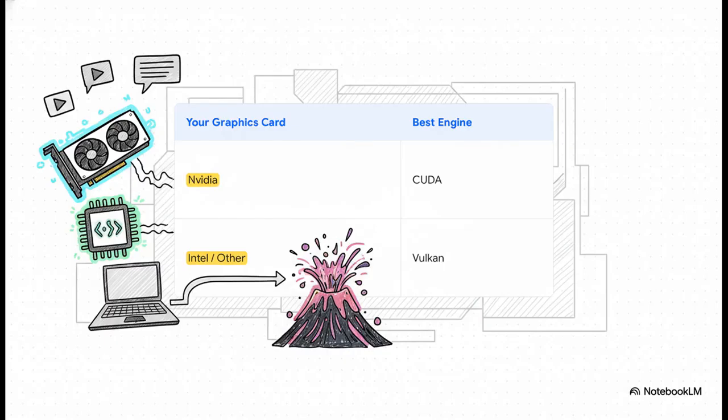Here's another quick way to squeeze a little more performance out of this. You can choose the processing engine. And it's really simple. If you have an NVIDIA graphics card in your computer, choose CUDA. For pretty much everything else, like Intel graphics, Vulkan is your best bet.